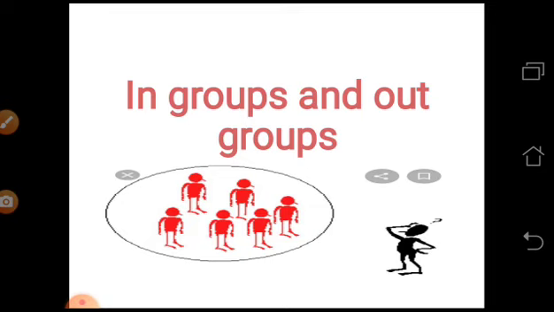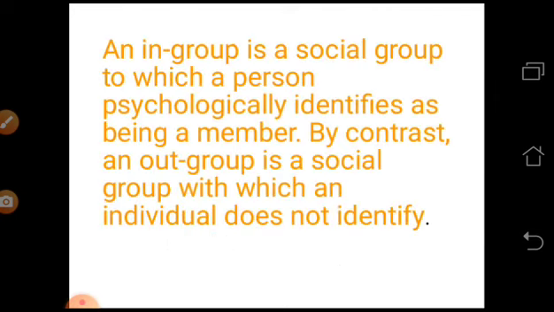Next one is in groups and out groups. You can see the picture here. Some people are in the group, whereas the other person is just standing outside the group. So those who are inside the group, we can consider them as in group, whereas the person who is not in the group is considered as out group. An in group is a social group to which a person psychologically identifies as being a member.